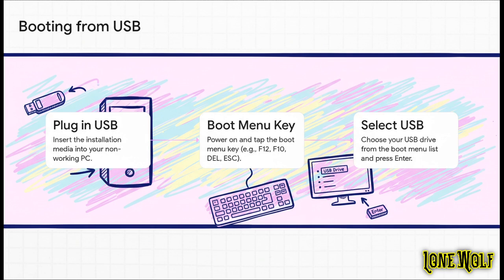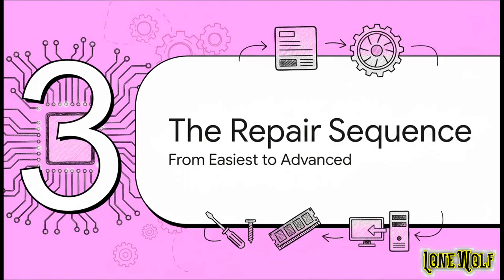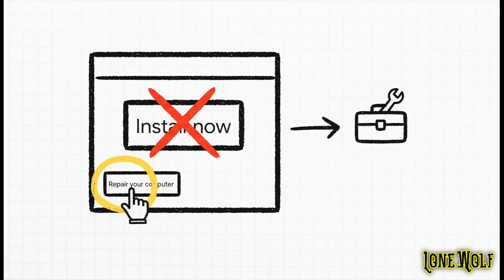Once you're in that menu, just use the arrow keys to select your USB drive and hit enter. If everything went according to plan, you should now be looking at the Windows setup screen. Welcome to our operating room. We're going to tackle this methodically, starting with the easiest fixes and working our way up. Now, this is super important. Do not click that big Install Now button.